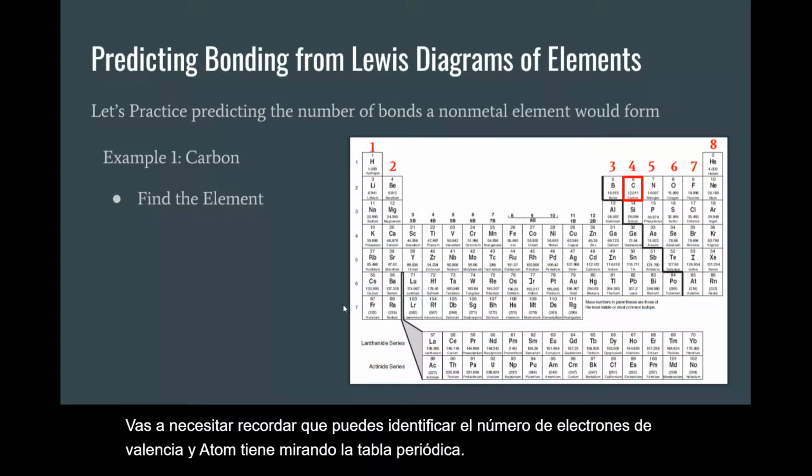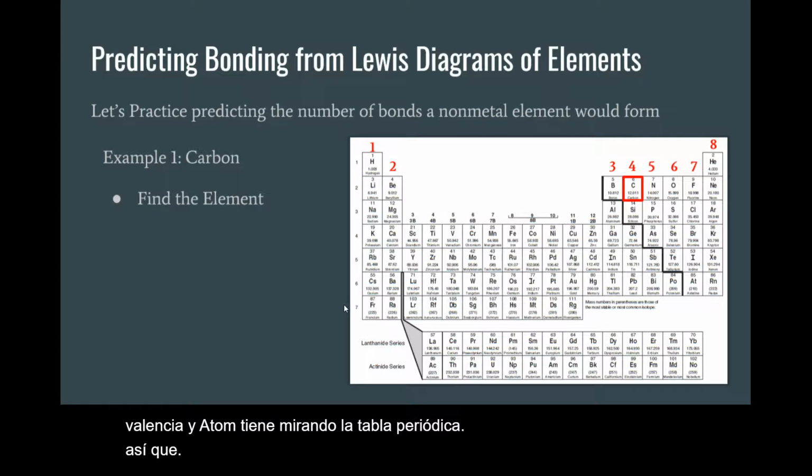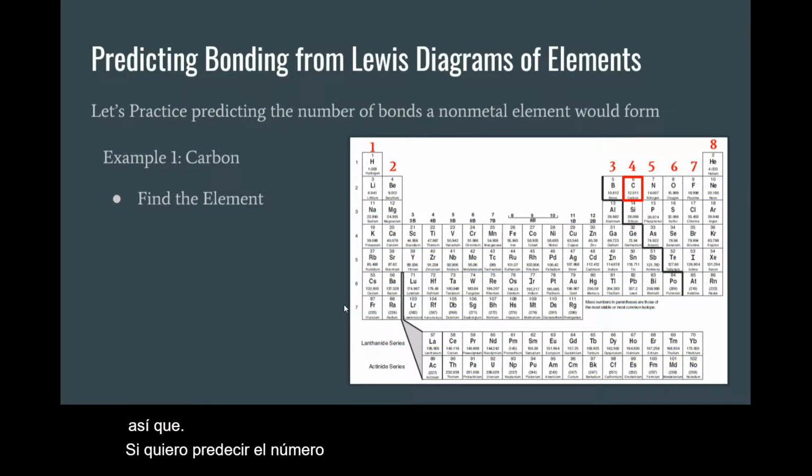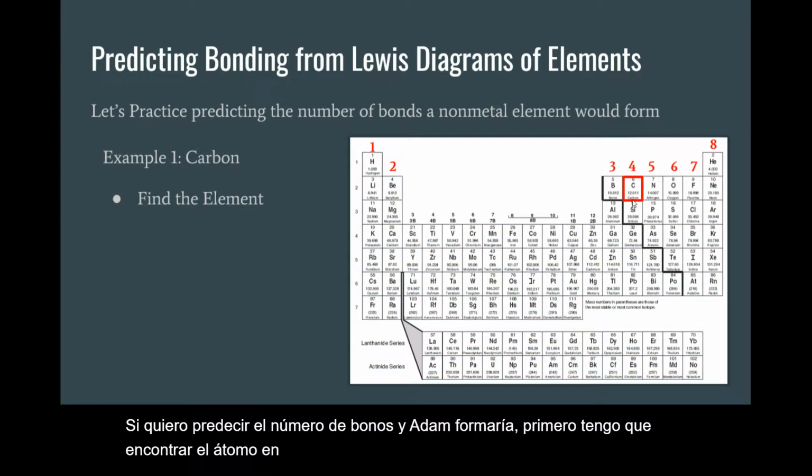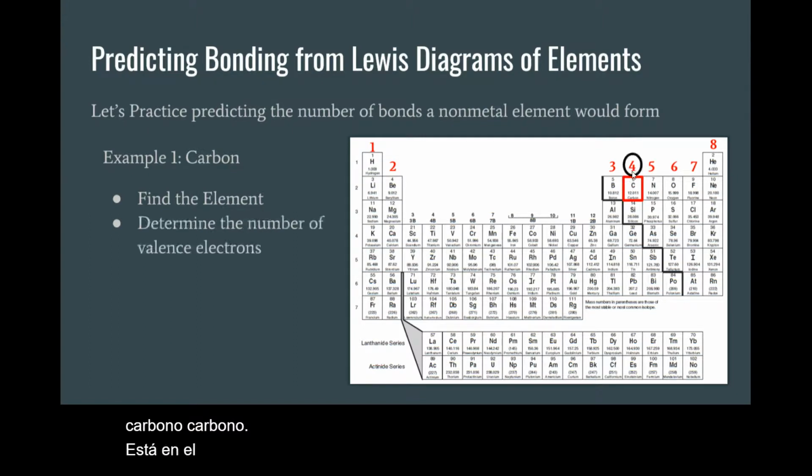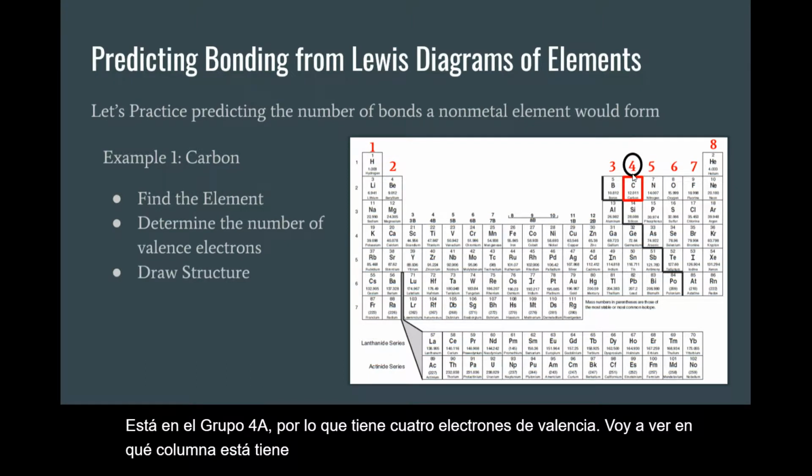So if I want to predict the number of bonds an atom would form, I first have to find the atom on the periodic table. So let's take an example of carbon. Carbon is in group 4A, so it has 4 valence electrons. I'm going to look at what column it's in. It has 4 valence electrons, so I can draw the structure for that.